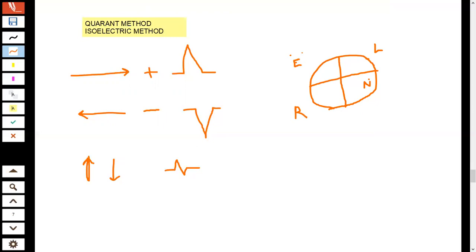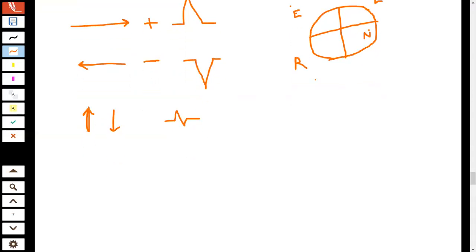So now I'm going to talk about the quadrant method. In the quadrant method, we talk about 2 leads. The first one is lead 1, and the second, the most important, is AVF. To interpret whether it's a positive deviation or negative deviation, just focus on the QRS complexes.